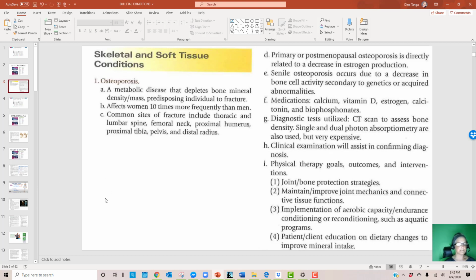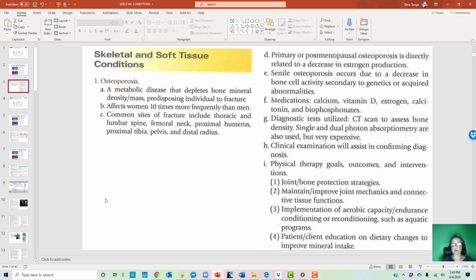Number 1, osteoporosis, a metabolic disease that depletes bone mineral density and mass, predisposing individuals to fracture. It affects women 10 times more frequently than men. Common sites of fracture include the thoracic and lumbar spine, femoral neck, proximal humerus, proximal tibia, pelvis, and distal radius. Primary or postmenopausal osteoporosis is directly related to a decrease in estrogen production.